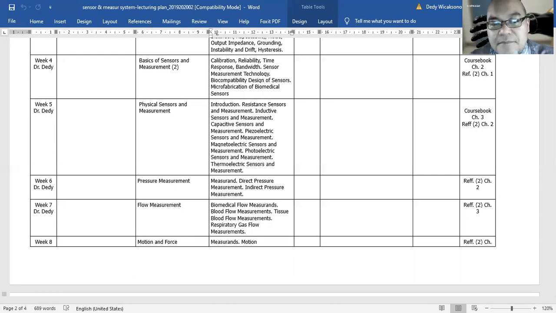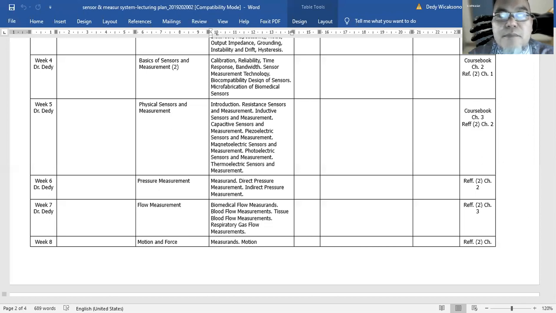Magnetoelectric sensor and measurement, using magnetoelectricity phenomena that convert magnetic field into electric. Photoelectric sensor and measurement: the sensor uses photoelectricity to convert information in the form of photon radiation into electric parameters like voltage or current. Thermoelectric sensor and measurement: these are sensors that use thermoelectricity like the Seebeck phenomenon, converting temperature difference into voltage.